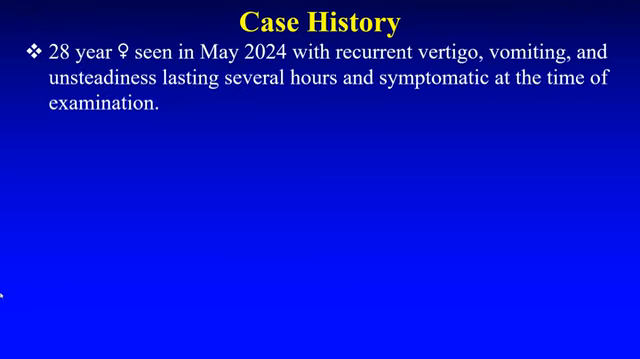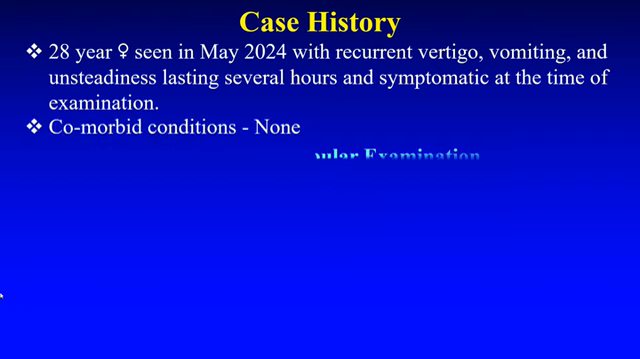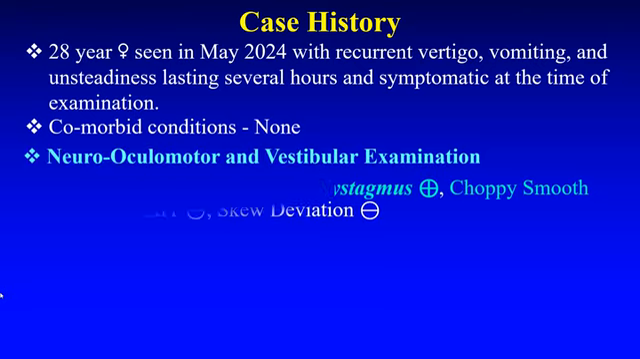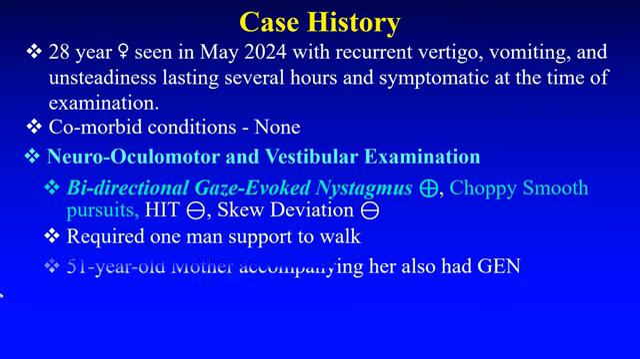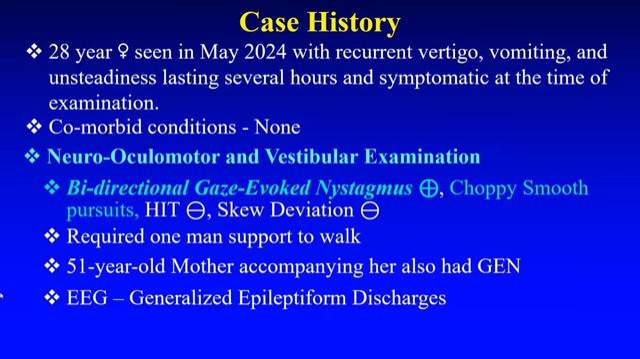28-year-old female seen in May 2024. She had episodic vertigo, came in emergency with vomiting, unsteadiness. Bidirectional gaze-evoked nystagmus, choppy smooth pursuits, HIT negative, skew deviation negative. Required one-man support to walk. 51-year-old mother also had gaze-evoked nystagmus. EEG showed generalized epileptiform discharges.